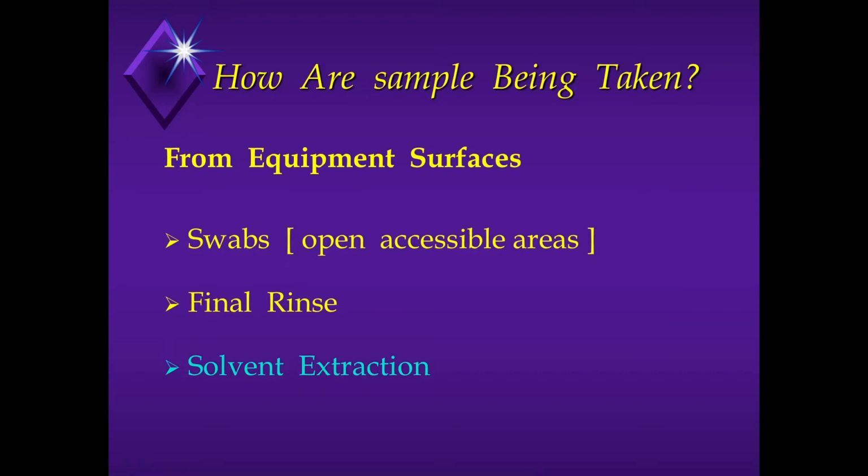For this testing, we need to draw samples. For sampling, the following techniques are being used. Swab. Samples are taken by swab to test the traces of the active ingredient, to test microbiological contamination.